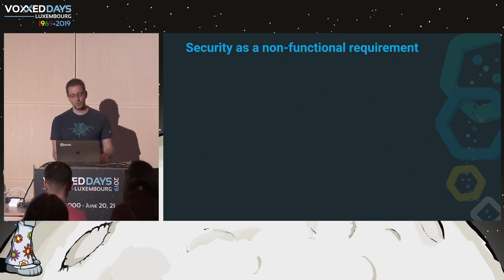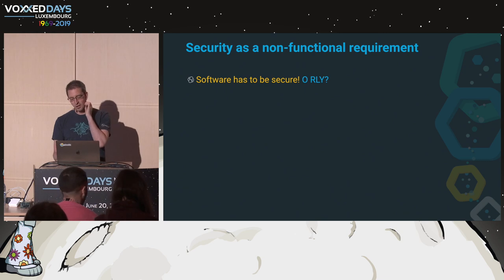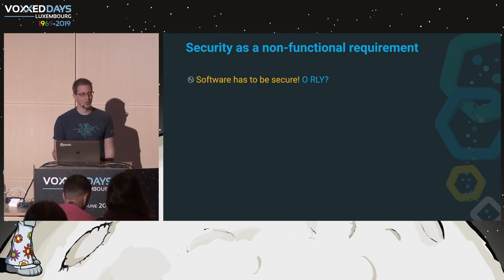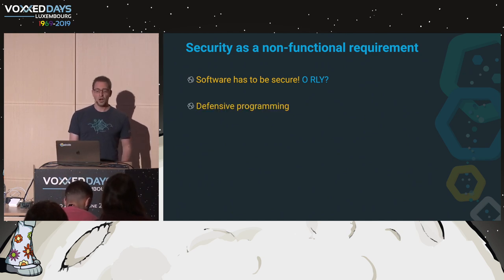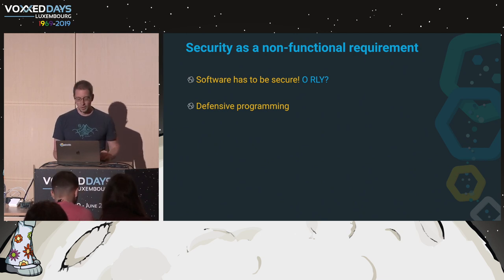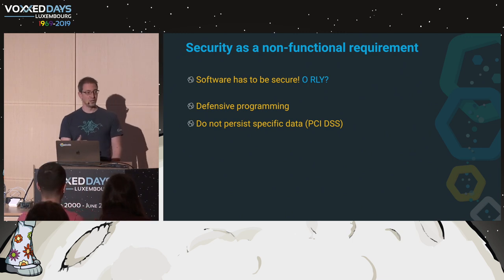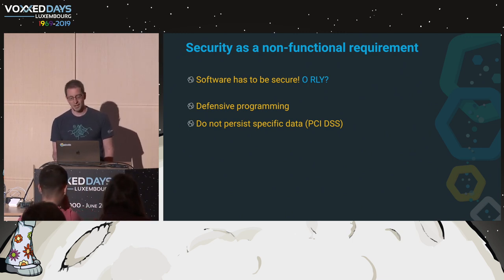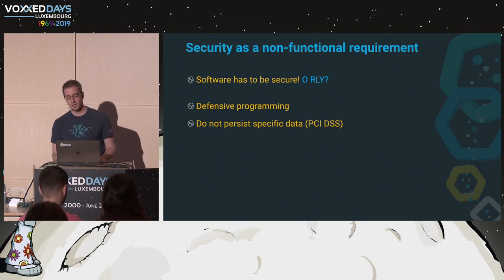It's kind of a bit of both, right? Of course, everyone says software has to be secure. That's a great sentence, but it doesn't particularly help you achieve anything. If you ask a developer, he's more like, oh yeah, we have to do defensive programming, catch every error, what have you. If you ask a business person, he's going to tell you security is that we don't want to store certain data, so we can get a PCI DSS certification if we don't store credit card data, or if we don't persist it.